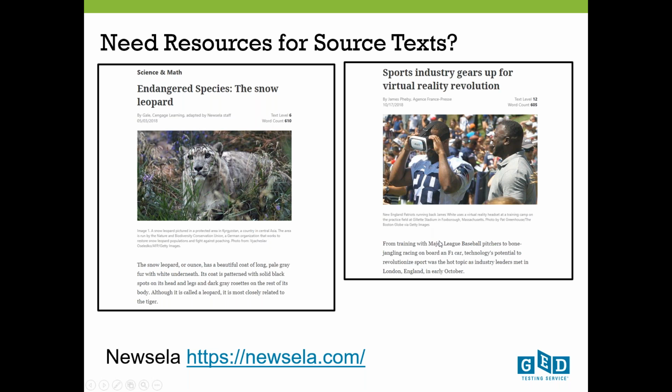And keep in mind, use things that may be of interest to students. This particular one on virtual reality for the sports industry could be much more interesting than some of the things that we may see in some of our existing materials. So if we want to talk about science and the environment and endangered species, what better way than to have an article that came out this year, not 4 or 5 years ago.